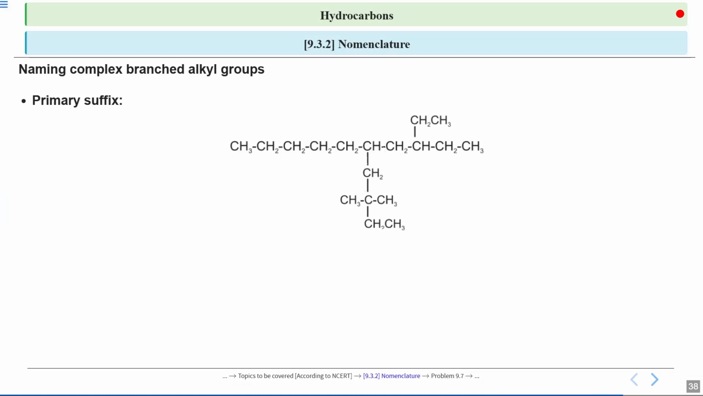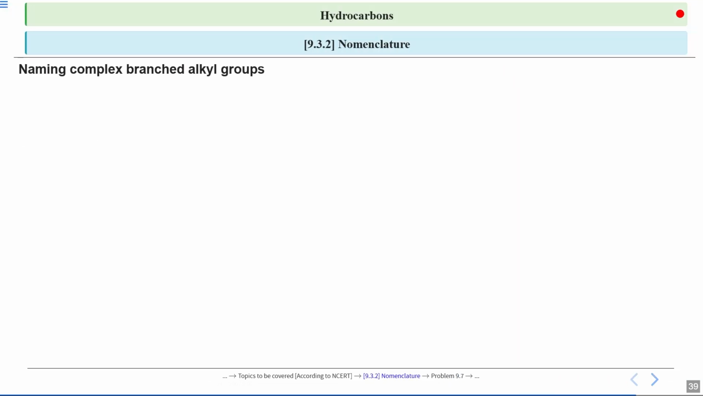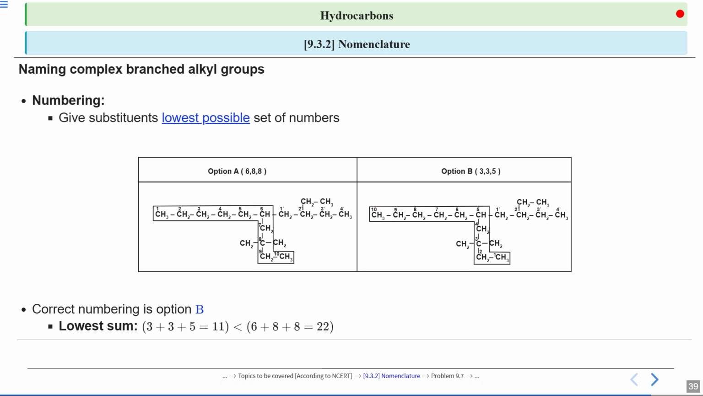Okay. Now moving on further. Next is the primary suffix. For the primary suffix, we have to look for the double bond. No double bond is present here. Therefore, the primary suffix is -ane. After that, what about the numbering? You have to give the substituents the lowest possible set of numbers. According to that, two options are possible. A, in which 6, 8, 8 is the numbering, and B, in which 3, 3, 5 is the numbering. Now, we can clearly say that option B is correct because it gives us the lowest sum, which is 11, as compared to option A, which is 22.